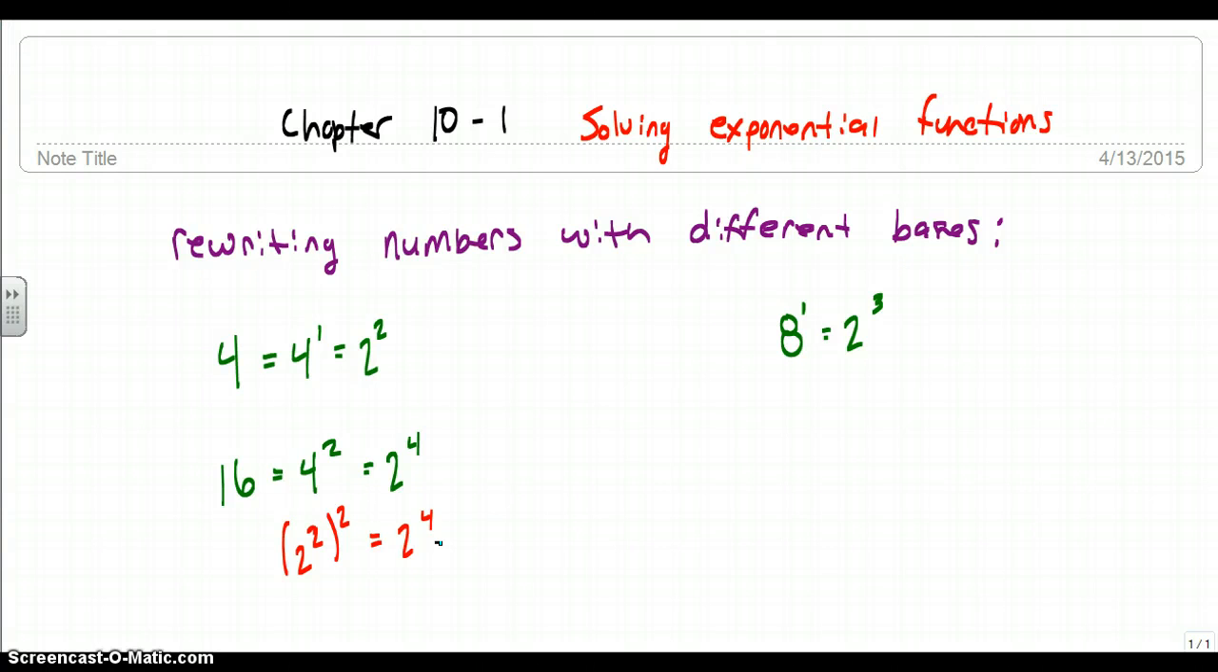We're going to look at a couple examples, and hopefully you'll see what I'm talking about. But before we do the examples, you need to know how to rewrite numbers with different bases. This is the reason why we talked about having your perfect cubes and your perfect squares memorized, just because you need to be able to work with them fluidly. So let's look at some examples.